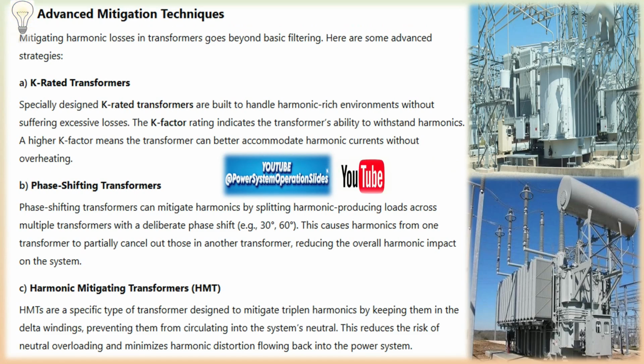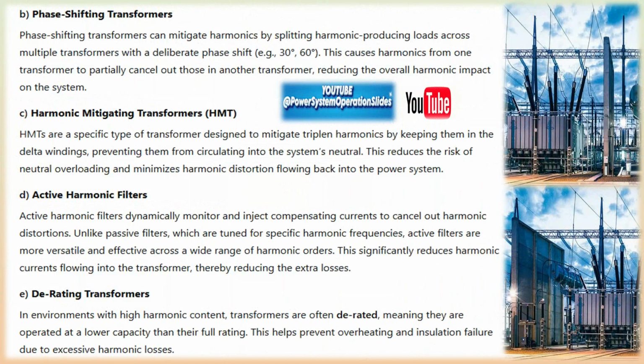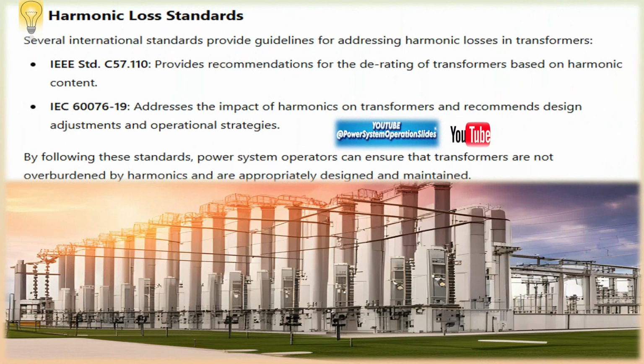Losses due to non-sinusoidal flux. The presence of harmonics alters the magnetic flux waveform inside the transformer core. Transformers are designed for sinusoidal flux at the fundamental frequency, but harmonics produce non-sinusoidal flux. This results in harmonic flux, which causes additional core losses. Core saturation, especially from low-order harmonics such as the third harmonic, induces severe magnetizing current and heat buildup. Non-sinusoidal flux also increases vibration and noise levels, contributing to mechanical stress on the transformer structure.